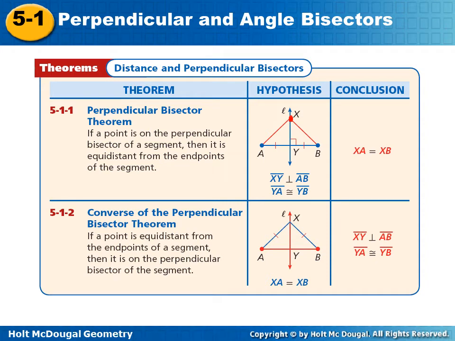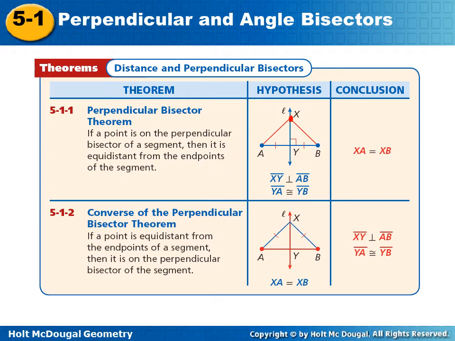Here we have the perpendicular bisector theorem. If a point is on the perpendicular bisector of a segment, then it is equidistant from the endpoints of the segment. So in our picture we have XY perpendicular to AB, and therefore YA is congruent to YB, and XA is equal to XB. So the two red lines are equal to each other in measure, and they're congruent.